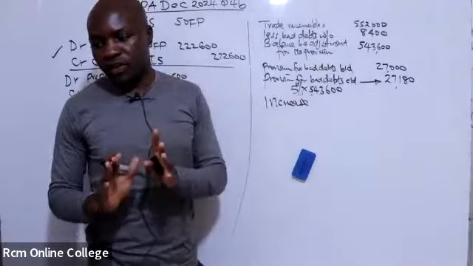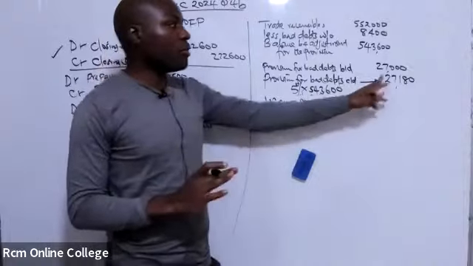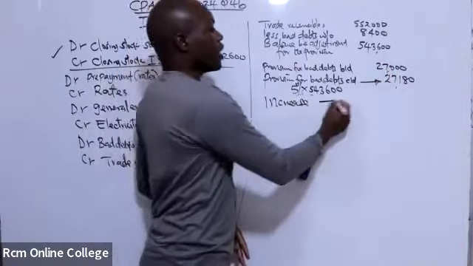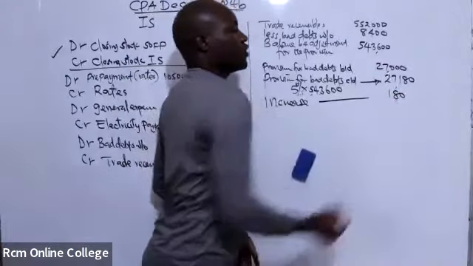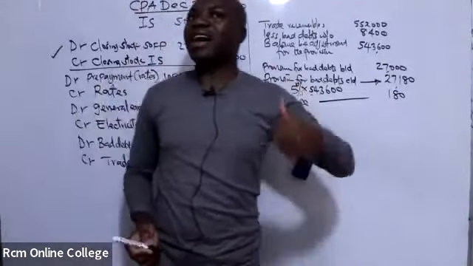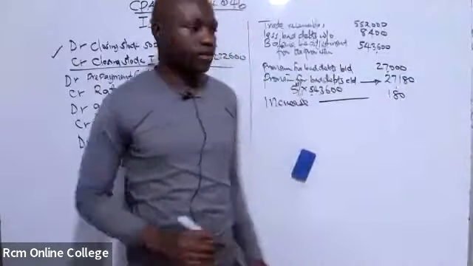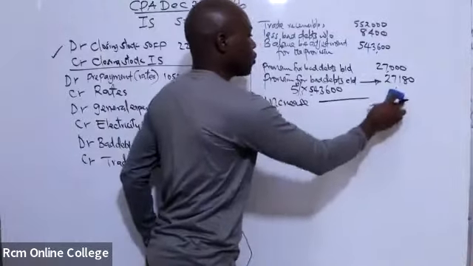Is it making sense, Mercy? The extra amount we are adding here, from 27,000 to 27,180, means we have to spend an extra 180 shillings. So that 180 shillings becomes an expense. Good. That is option one.